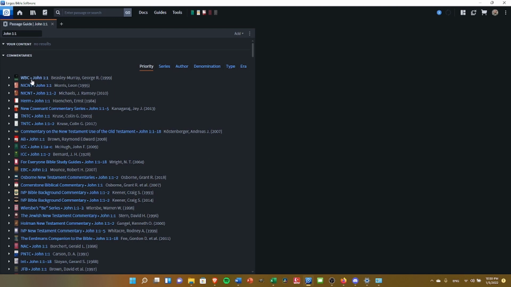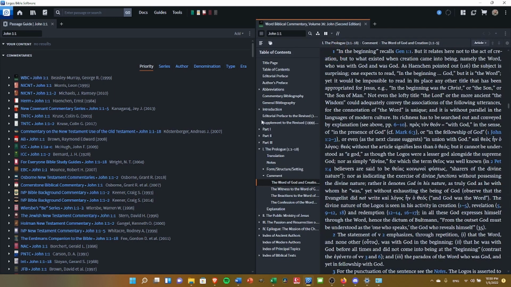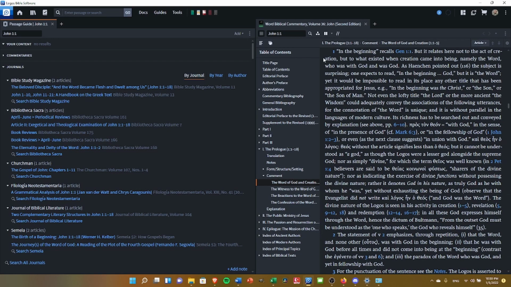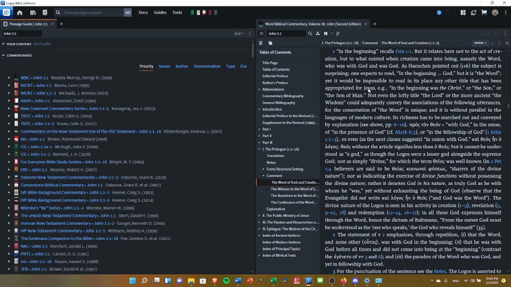So as you can see, I have a lot of different commentaries. I am a sucker for academic commentaries. So I'll pick this one, the Word Biblical Commentary, and just open it up. See that it opens the whole resource, right? But it opens it to the passage in question. So it doesn't open it to the beginning. It doesn't open it to the last place I was reading, which was probably somewhere in John 7, honestly. It opens specifically to the passage from the passage guide. So because I'm studying John 1:1, it opens this commentary to John 1:1.